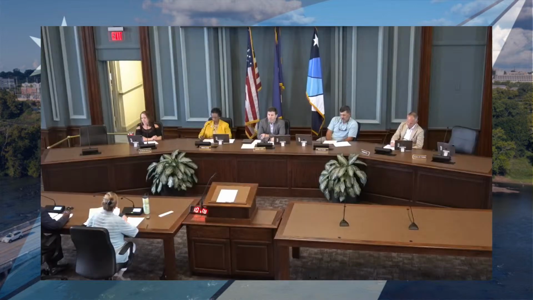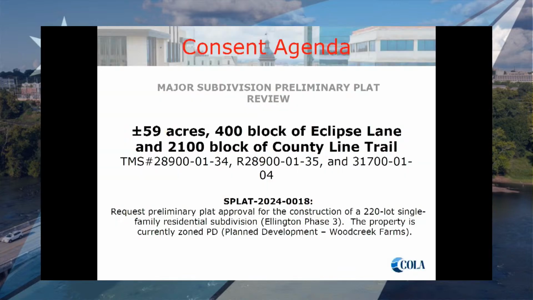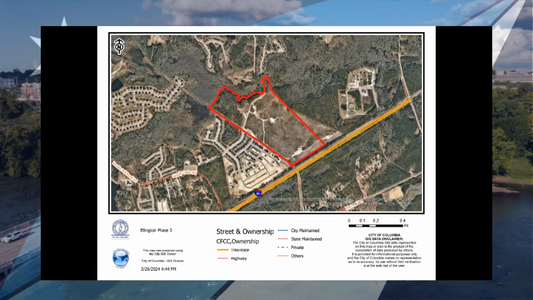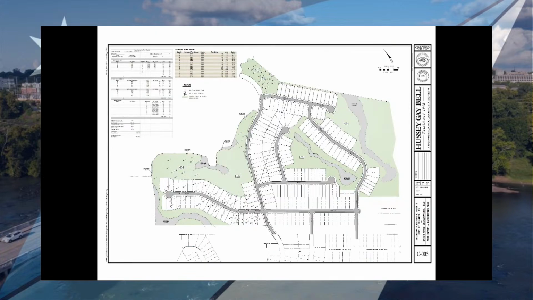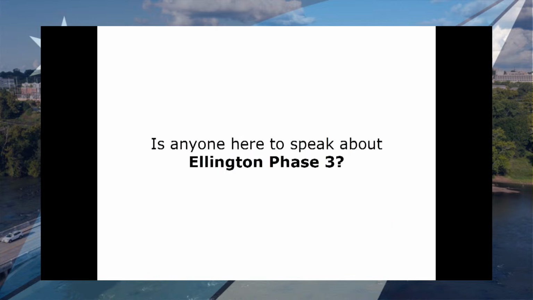Is there anyone here to speak about Deer Park Townhomes? All right. And next, we have S-Plat 2024-0018, plus or minus 59 acres on the 400 block of Eclipse Lane and the 2100 block of County Line Trail. Request preliminary plat approval for the construction of a 220-lot, single-family residential subdivision, Ellington Phase 3. The property is currently zoned PD in the Wood Creek Farms Plan Development. Is there anyone here to speak about Ellington Phase 3?